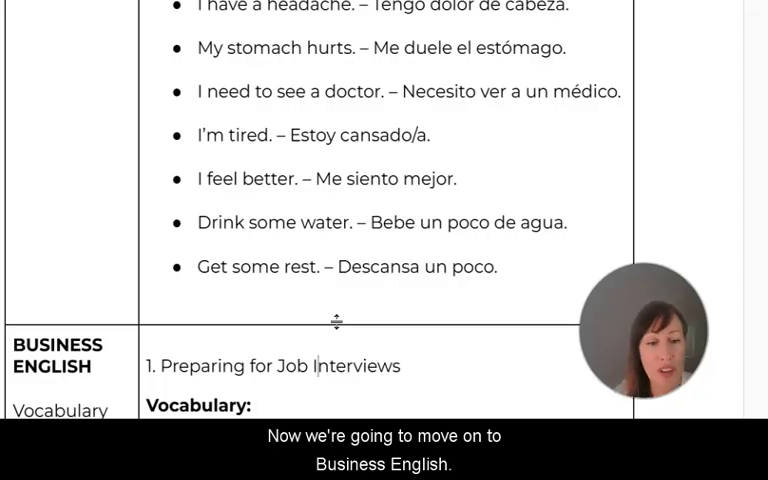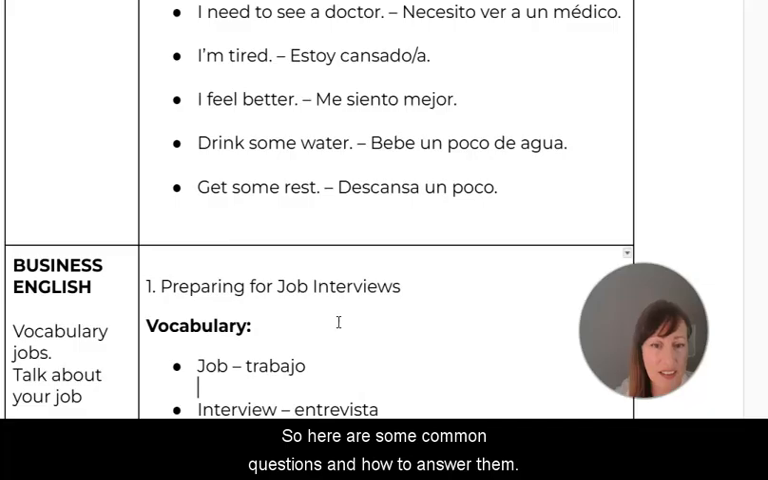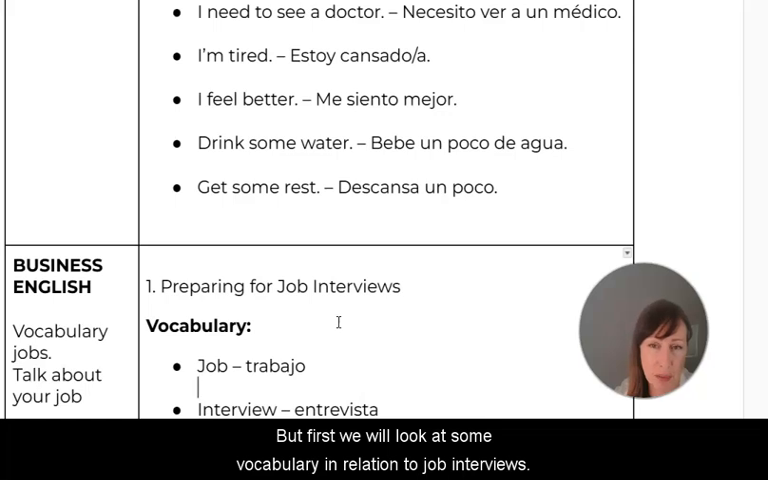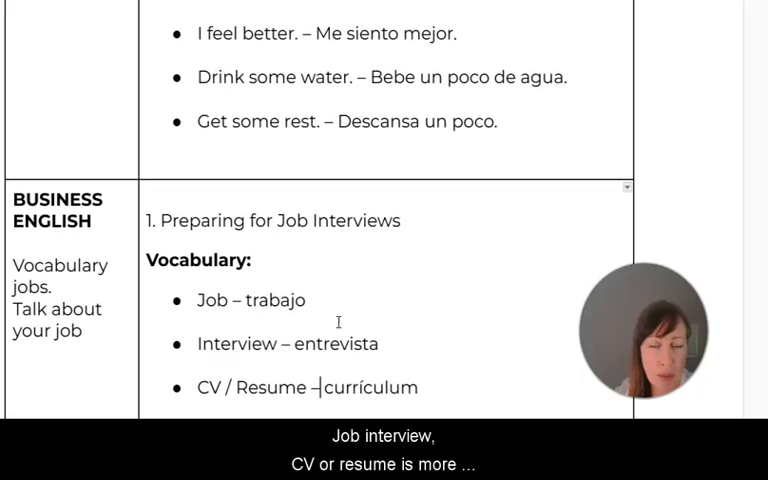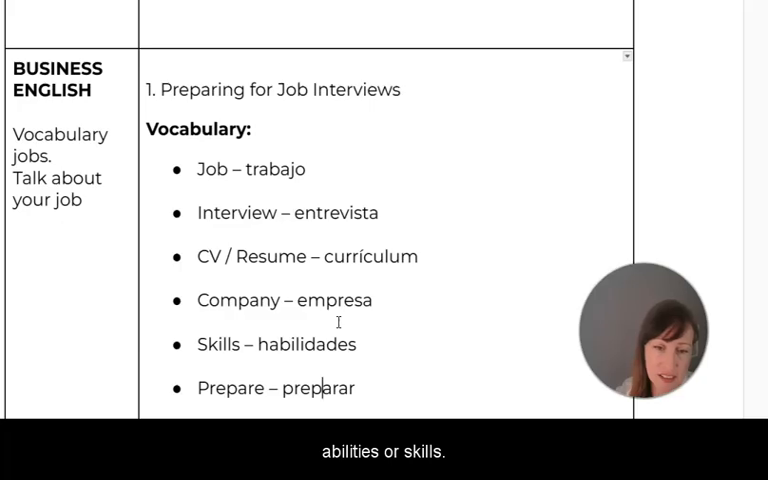Now we're going to move on to business English. And this month we are focusing on interviews in English. So here are some common questions and how to answer them. But first we will look at some vocabulary in relation to job interviews. Job, interview, CV or resume is more common in the US. Company, skills, abilities or skills.